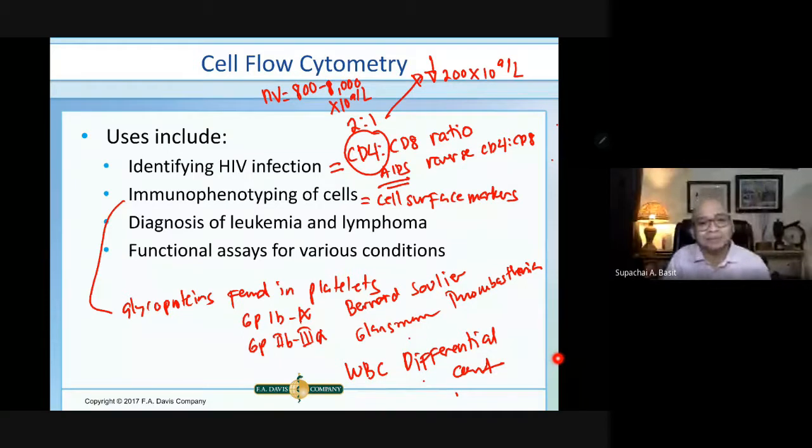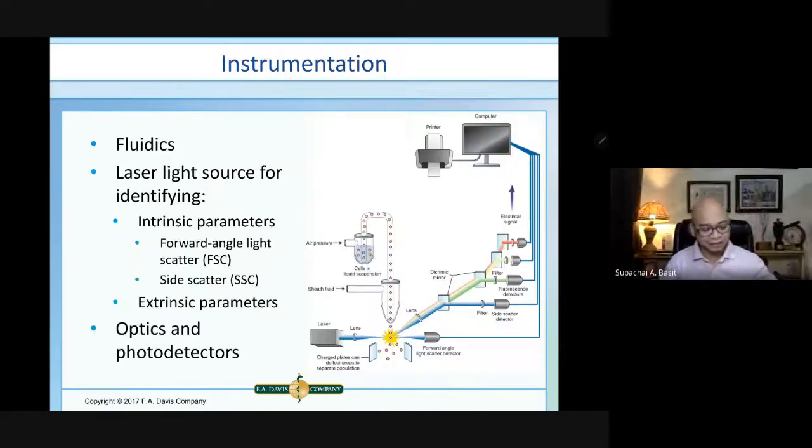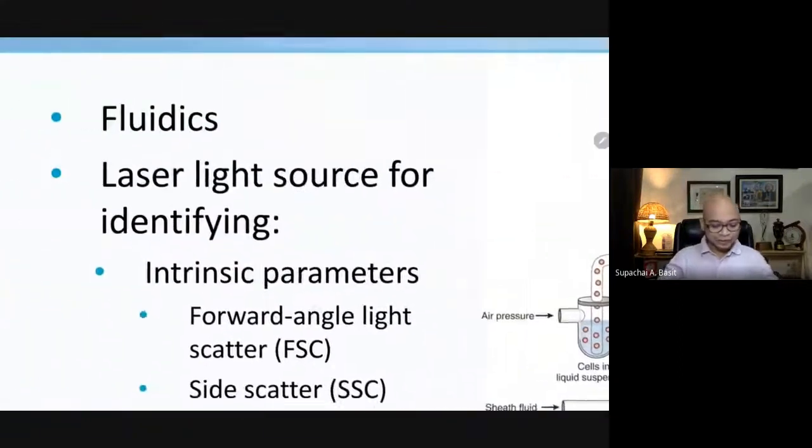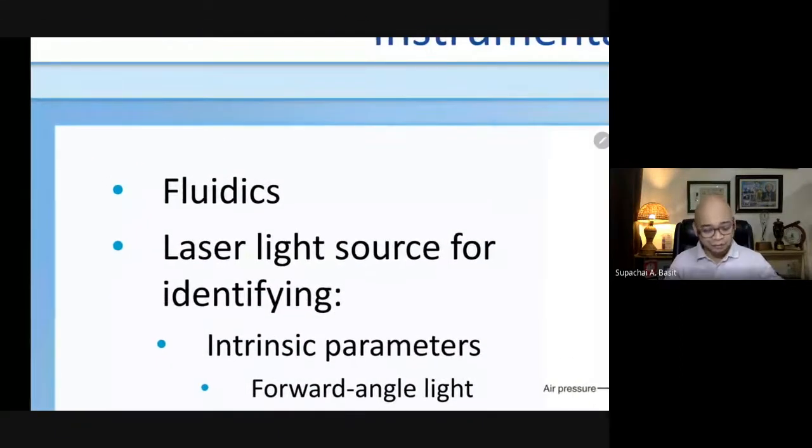So flow cytometry can also be utilized in WBC differential count. Okay. So let's talk about the parts of the instrumentation in flow cytometry. So the first thing that we should be discussing is fluidics.